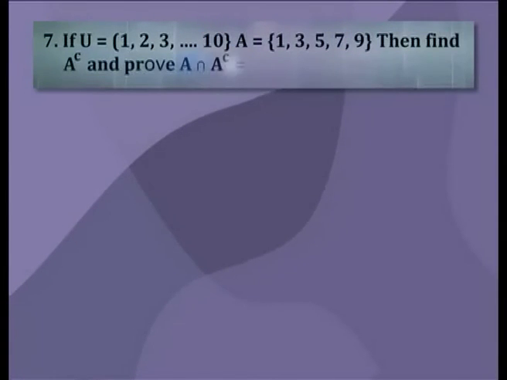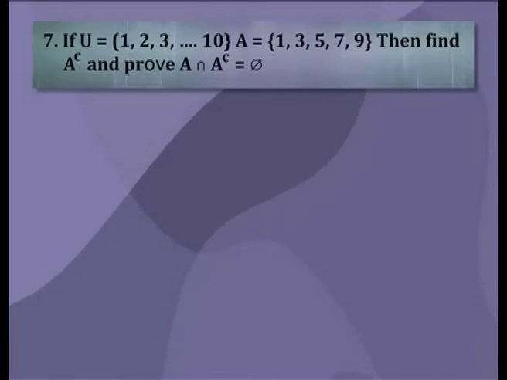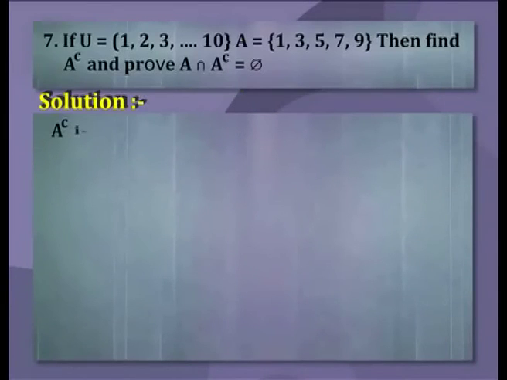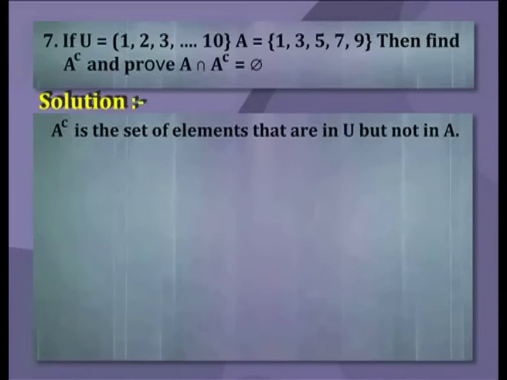Seventh, if U is equal to the set of {1, 2, 3, 4, up to 10} and A is equal to {1, 3, 5, 7, 9}, then find A complement and prove that A intersection A complement is equal to phi. Solution: A complement is the set of elements that are in U but not in A. So A complement is equal to {2, 4, 6, 8, 10}.